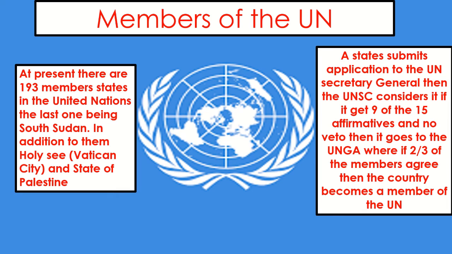In order to become a UN member, a country submits its application to the United Nations Secretary General. Then the United Nations Security Council considers it, and if it gets 9 of the 15 affirmatives and no veto, then it goes to the United Nations General Assembly, where if 2/3 of the members agree, then the country becomes a member of the United Nations.